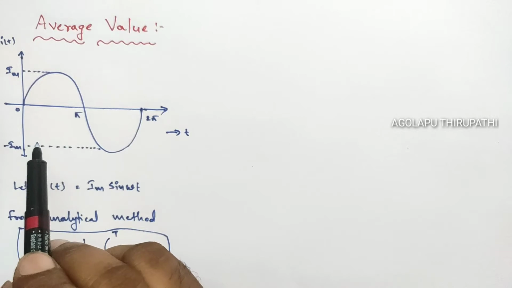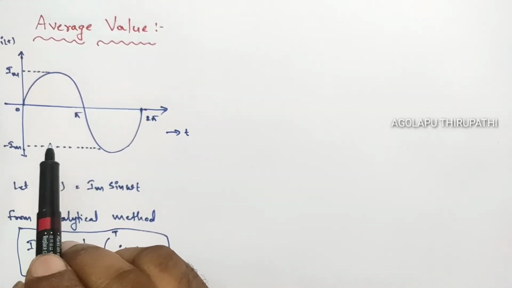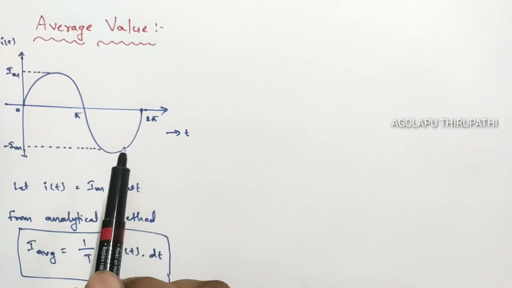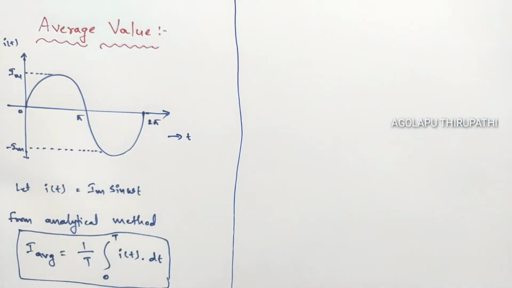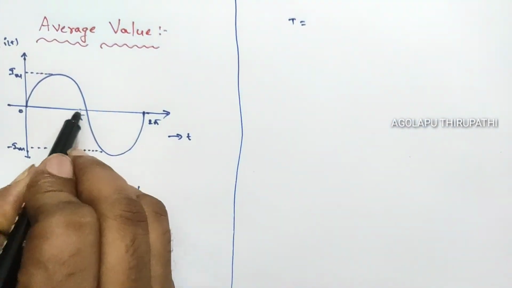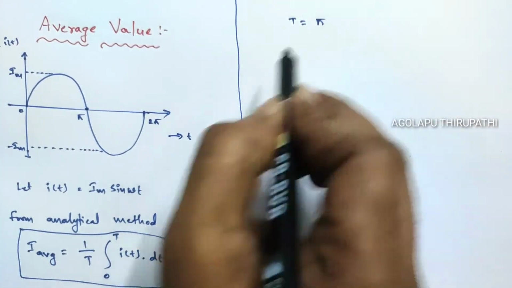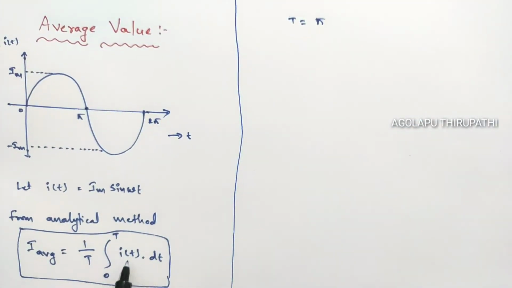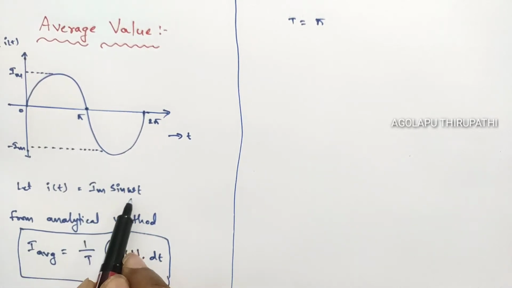So while calculating the average value of symmetrical waveforms, you have to remember this point: consider only the positive half. Therefore this sine waveform is also a symmetrical waveform, and I am considering only the positive half. So I am taking time period T equal to only the positive half. After pi, the positive half is completed. Therefore I am going to substitute T is equal to pi, and i of t is the instantaneous value, I is equal to Im sin omega t.